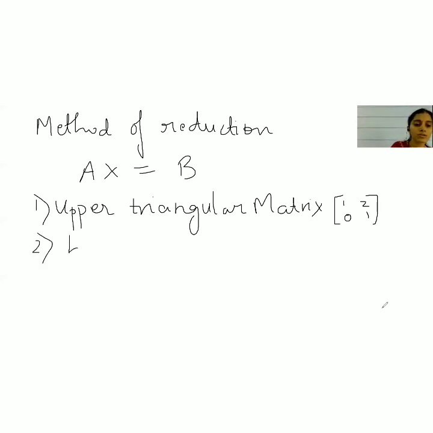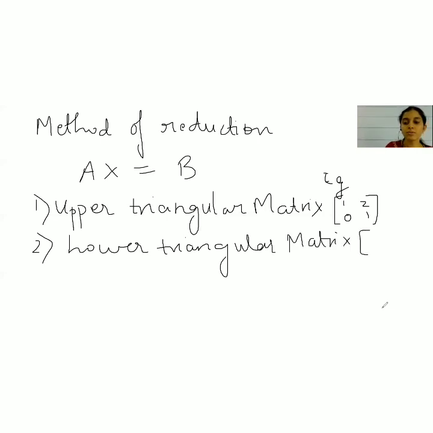Second, a lower triangular matrix. This is just an example to show you. That will be 1, 1, 2, and 0 over here. So all the elements above the diagonal are 0.